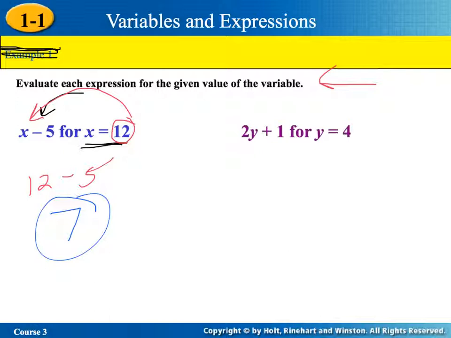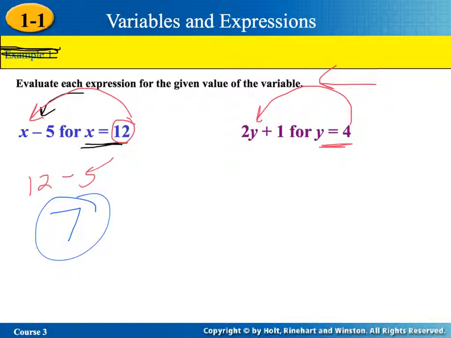Okay, now the other problem. 2y plus 1 for y equals 4. Again, it gives me a key here. This is like our key, y equals 4. So that tells me in this problem, anywhere I see a y, I plug in a 4. Okay, so I see a y right there. I'm going to plug in a 4.